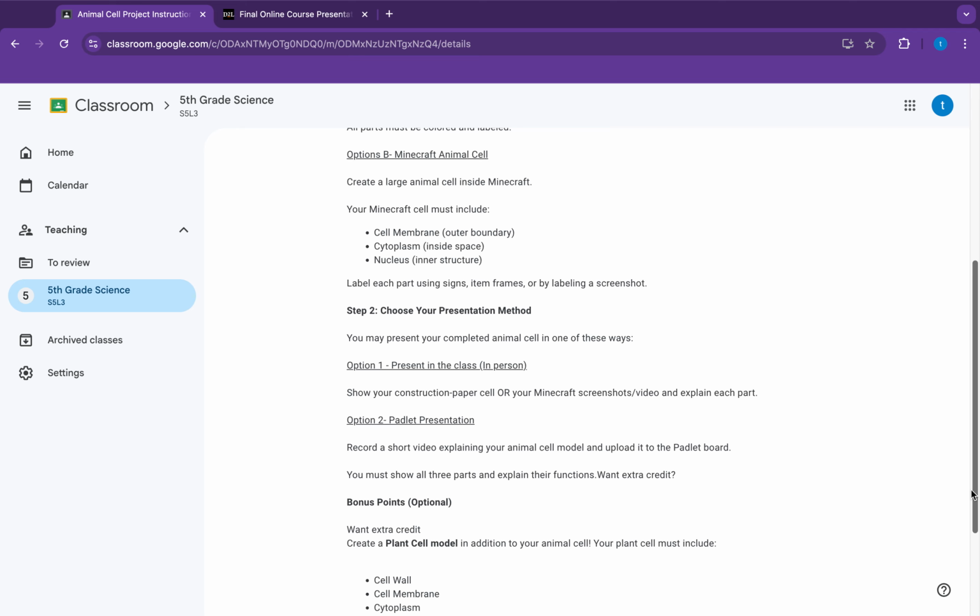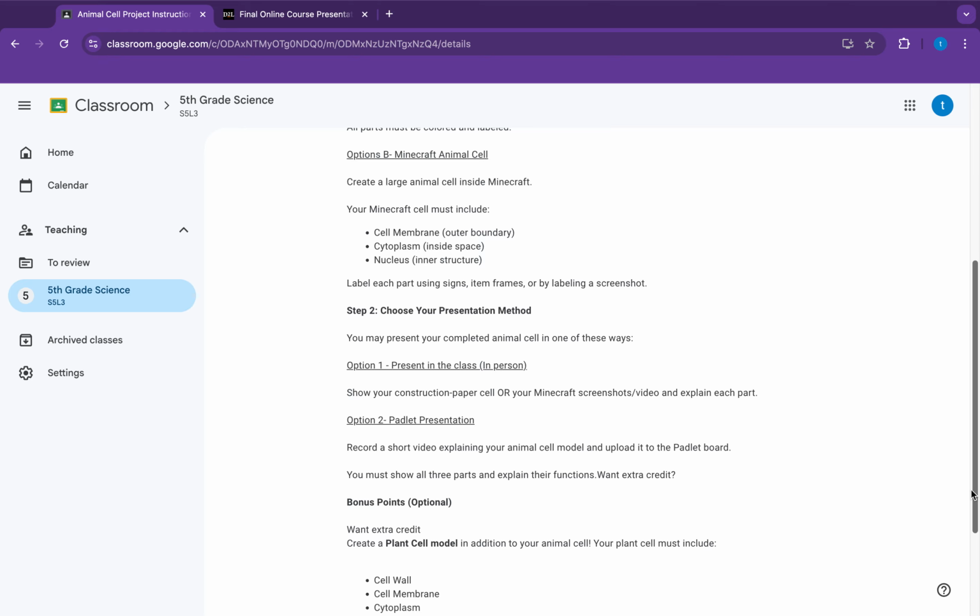Option 1, you can present it to the class, show it on construction paper of your cell or your Minecraft screenshot or video and explain each part. Or you can use Padlet. This gives the students an opportunity to record themselves and talk about what they've learned. So they can record themselves through Padlet, show off their cell model, and upload it on the Padlet board.